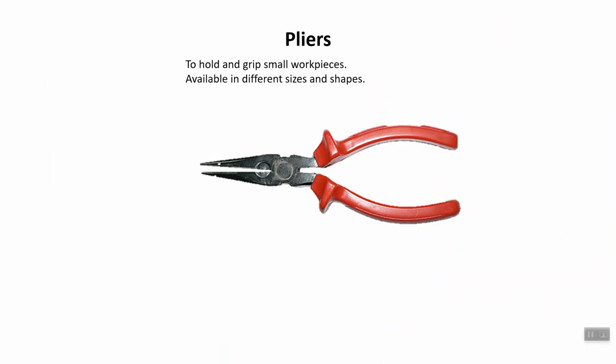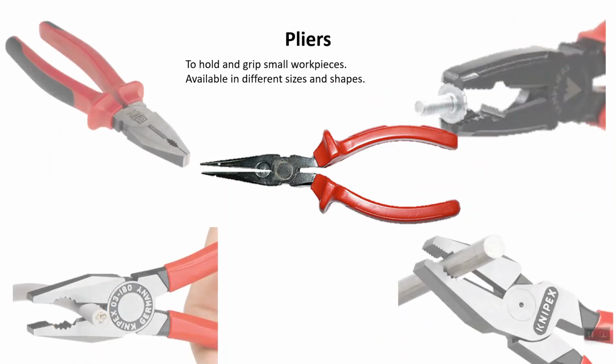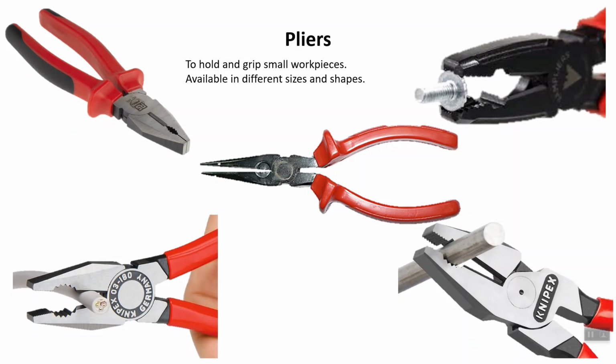Then another holding tool is called pliers. They are used to hold and grip small workpieces, and they are available in different sizes and shapes, as you can see in this picture. There are different sizes: needle shape pliers, round shape pliers, and square shape pliers. They are used to hold small objects, for example when cutting, welding or screwing. So this is a very important holding tool.